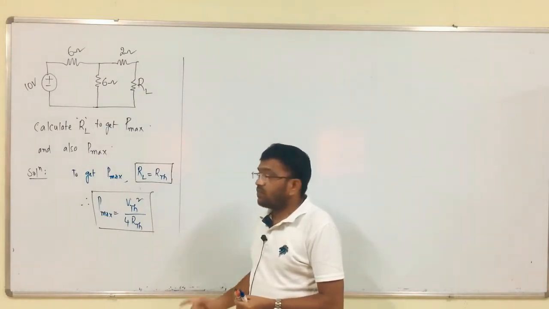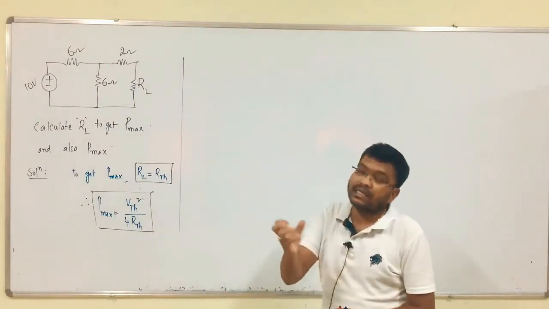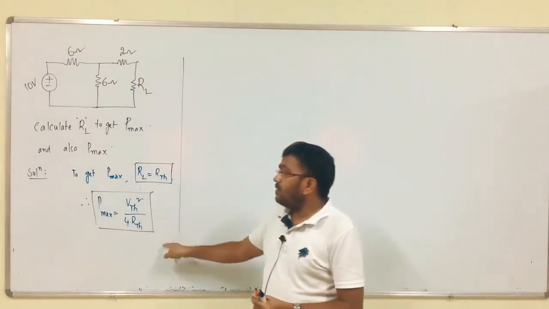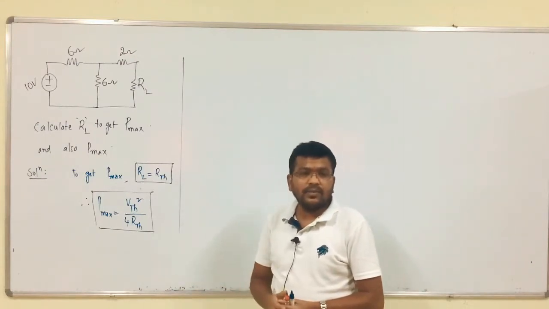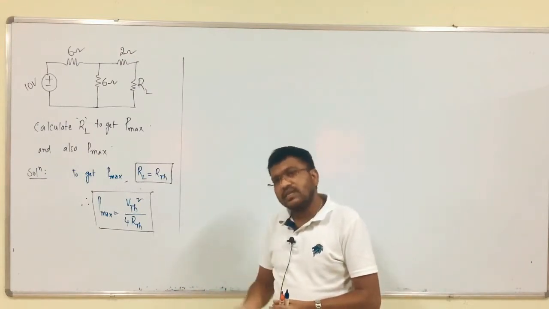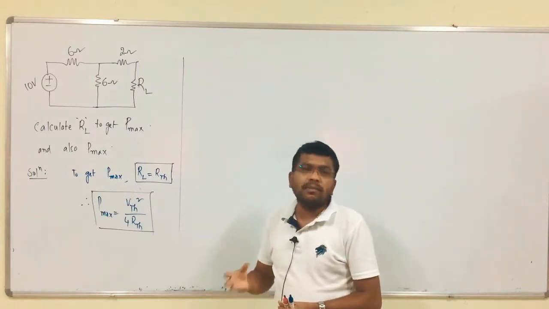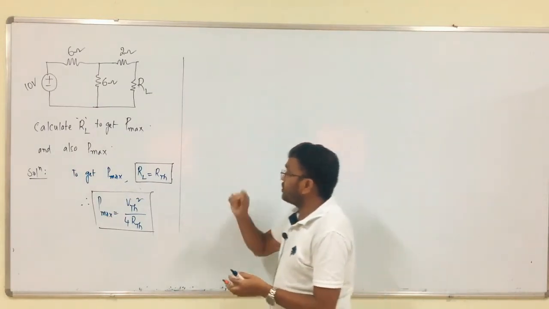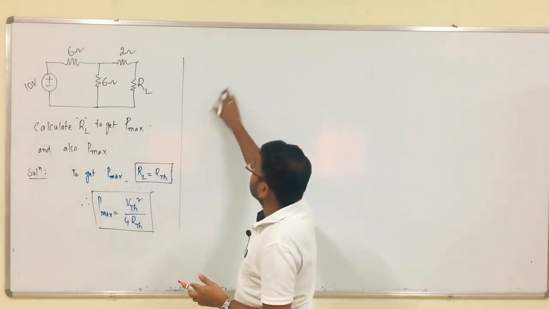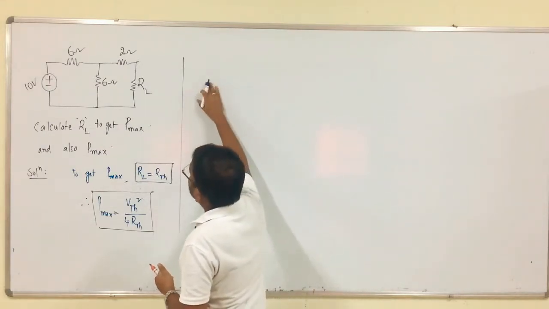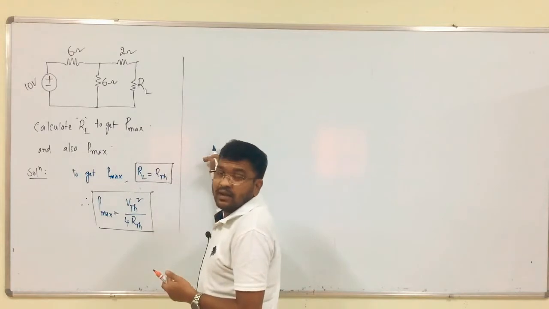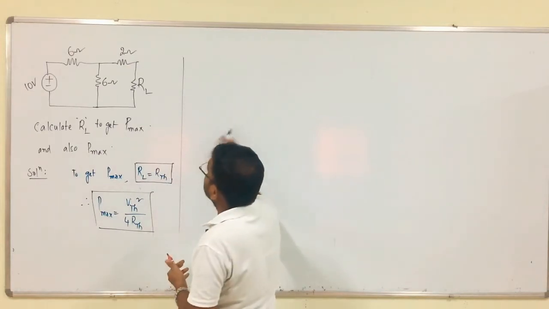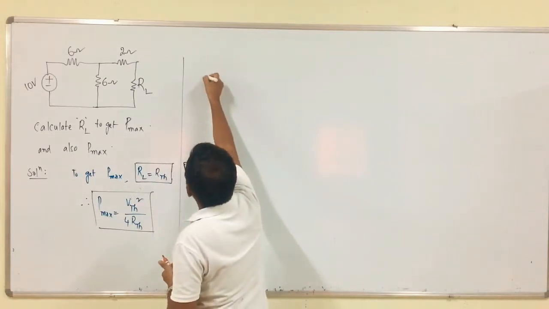So, first we have to calculate the Thevenin's equivalent circuit and then calculate the required data. The extension of Thevenin's theorem is nothing but the maximum power transfer theorem. First we have to get the Thevenin's voltage, then Thevenin's resistance. So, remove the load resistance.